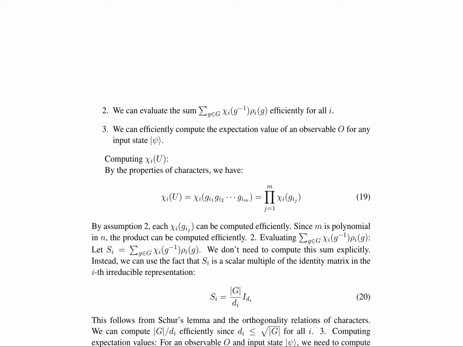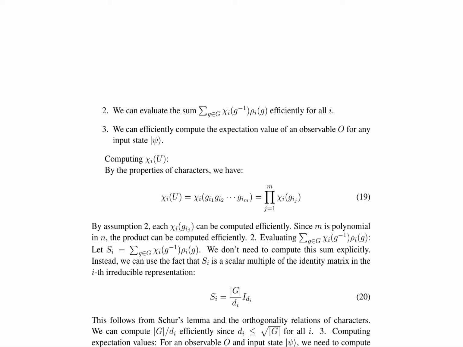The authors outlined 3 key steps for efficient classical simulation of a quantum circuit. Firstly, they demonstrate how to efficiently compute chi u for any irreducible representation I, leveraging the properties of characters and the assumption that each chi g can be computed efficiently. Specifically, chi u is expressed as a product of m terms, where m is polynomial in n, enabling efficient computation.